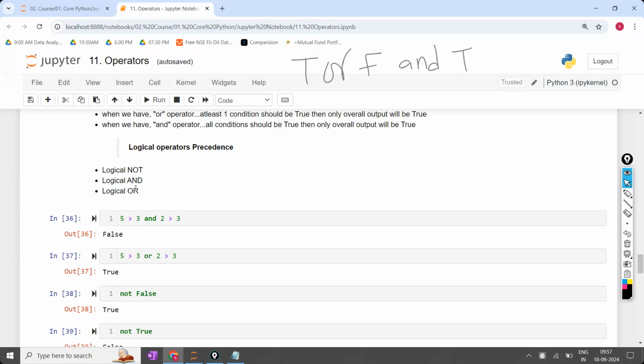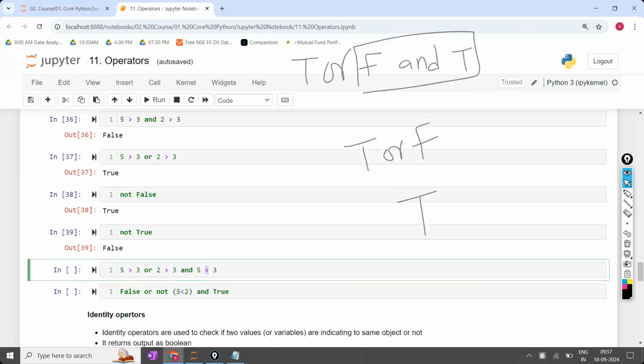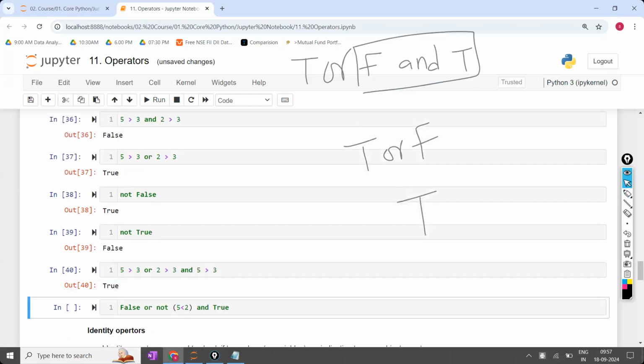Now, according to this, which one will be completed first, and or or? And. These two will be completed first. What is the output of these two? False and true is false. Now, false or true, what is the overall output? Like this, Python will execute, and finally it will give the output as true. In this way, it will work. That one line of code is executed like this in the backend. Is the point clear?